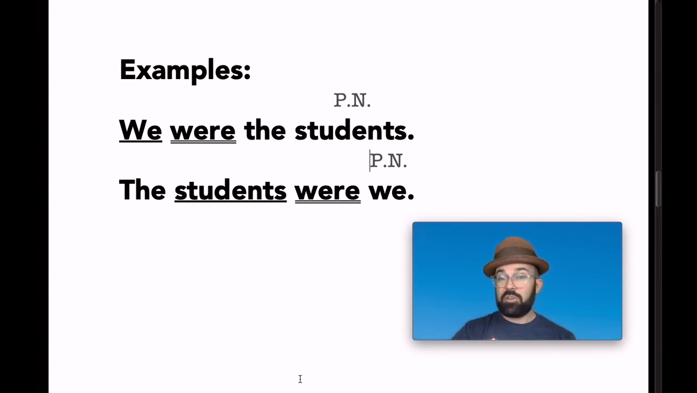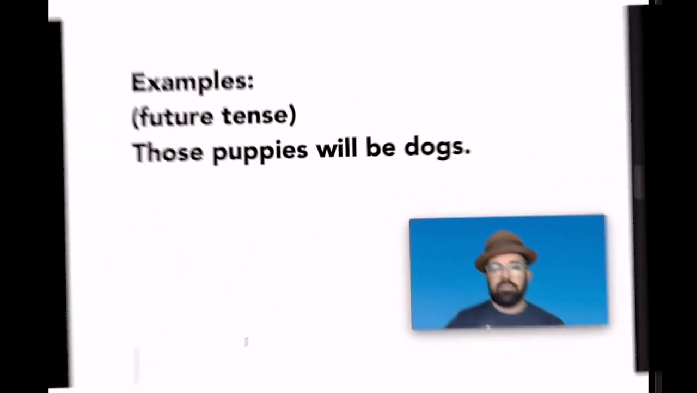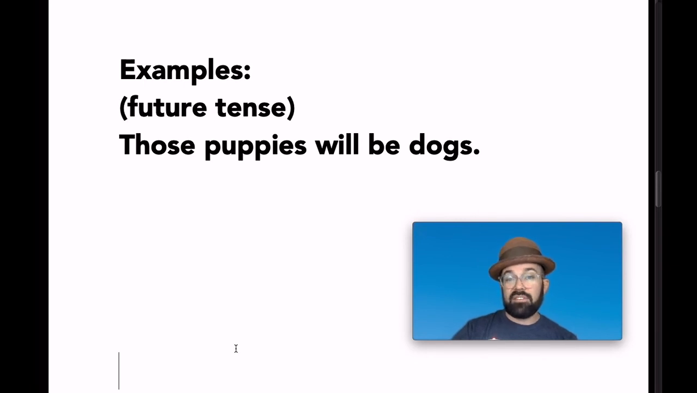This can work in the future tense too, but with the future tense, the inversion becomes a little strange. Let's take a look. Those puppies will be dogs. In this example, puppies is the subject, dogs is the predicate nominative, and we have a verb phrase, will be. To be, of course, is one of the linking verbs. This one's just in the future tense. So the inversion would be a little bit weird for this one.